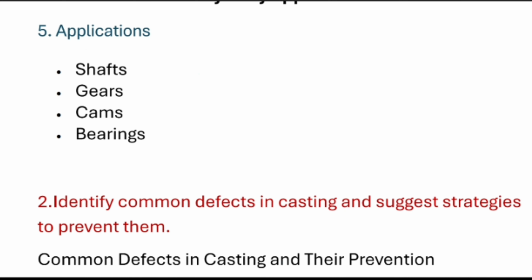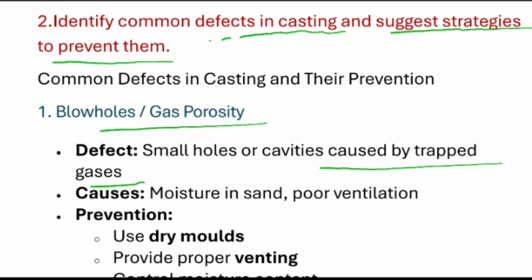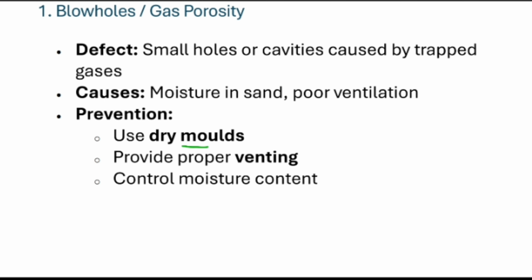Next question is: identify common defects in casting and suggest strategies to prevent them. How to determine the defects and their prevention. Coming to the blowhole or gas porosity, the defect is a small hole or cavity caused by trapped gas. Coming to the cause, there is moisture in the sand and poor ventilation. How are you going to prevent it? Prevention is to use dry molds, provide proper venting and control the moisture content.